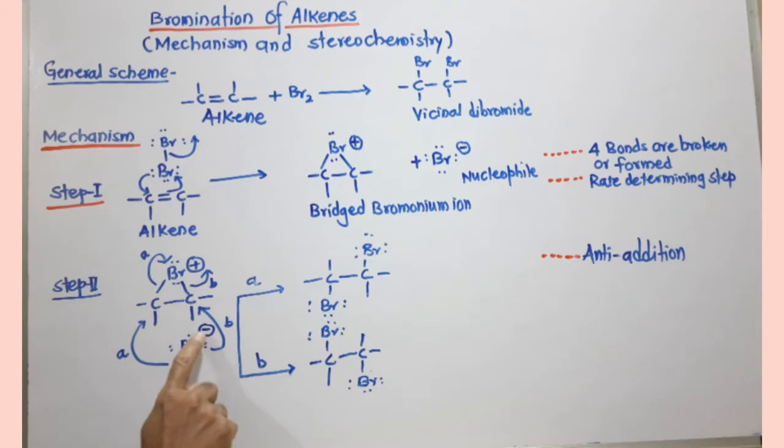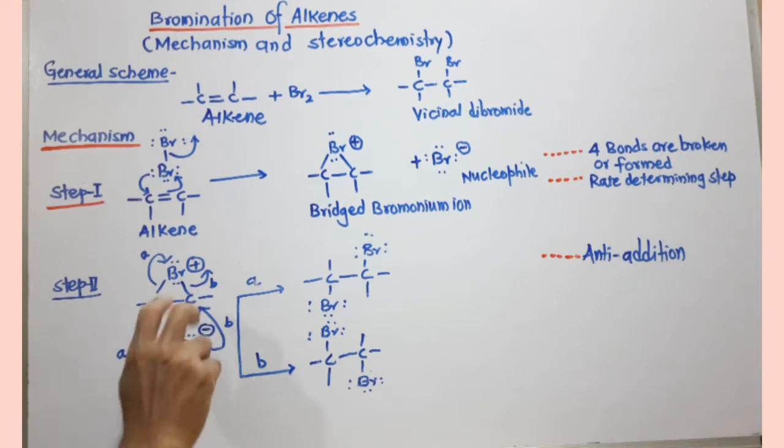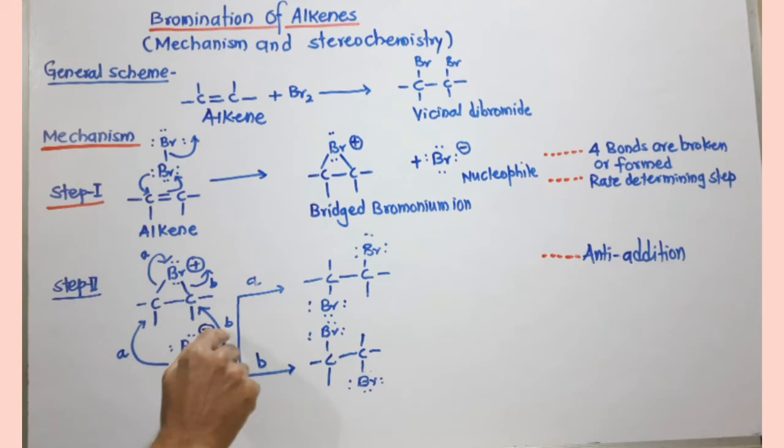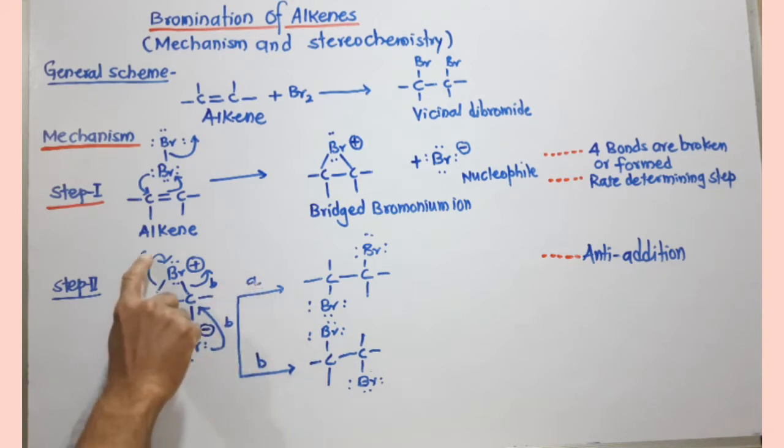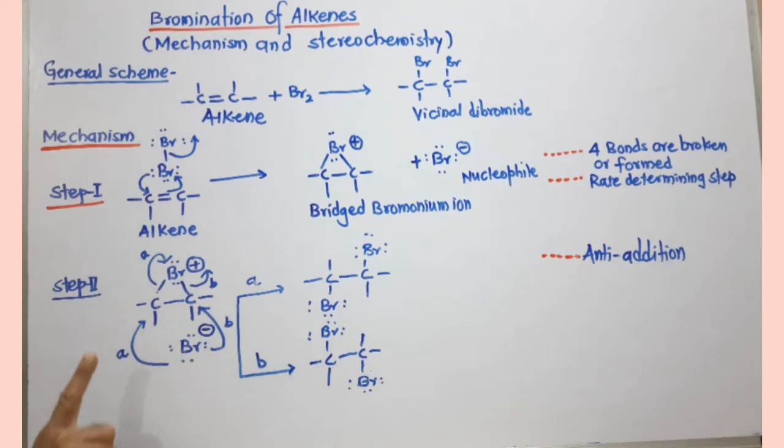Now this Br is coming or attacking either here. I have represented that attack as A attack, and if this Br prefers this carbon, then I have mentioned it here as a B attack. So when A attack takes place, this bond is broken, because this Br is forming a bond, so we have to break this bond.